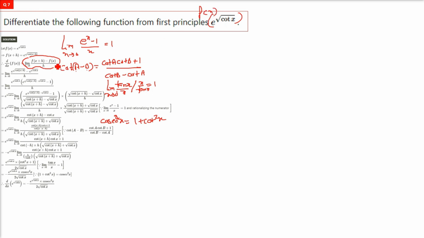This is our f(x), e raised to under root cot x, for the first principle. Alright. So e raised to root cot (x plus h), that is f(x plus h), minus e raised to root cot x, this is f(x), divided by h, limit h tends to 0.